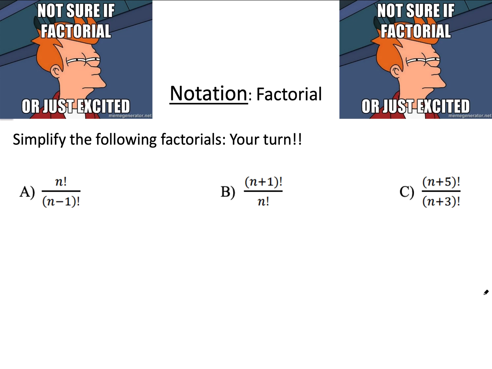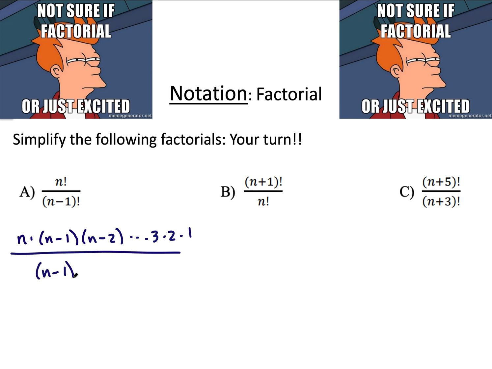Just like we did the last ones, you could say n factorial is the same thing as n times n minus 1 times n minus 2, and so on, all the way down to maybe 3 times 2 times 1. How about on the bottom? We have n minus 1 factorial, so that's n minus 1 times n minus 2, all the way down, dot dot dot, times 3 times 2 times 1. So in this case, notice everything will cancel. So really, this is just a fancy way of saying the only thing left over would just be n.